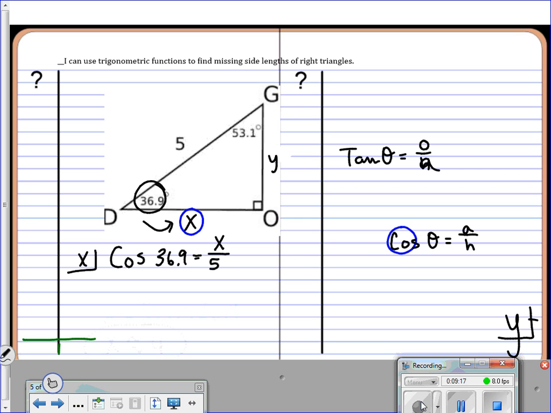Okay, so hopefully you have that written out. So now it's a matter of solving for that x. To solve for that x, I'm going to do like I always do. If one side's a fraction, I just make the other side a fraction and I cross multiply. When I cross multiply, I get that x equals 5 times the cosine of 36.9. I always put the cosine last, or the sine, whatever the trig function is, I always put it last and put the number that I'm multiplying out front. Okay?